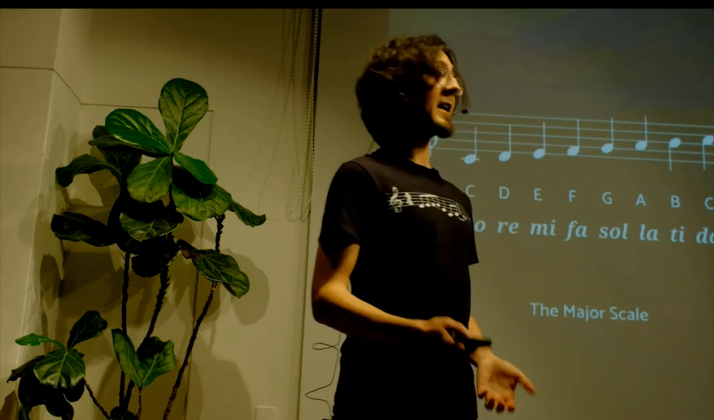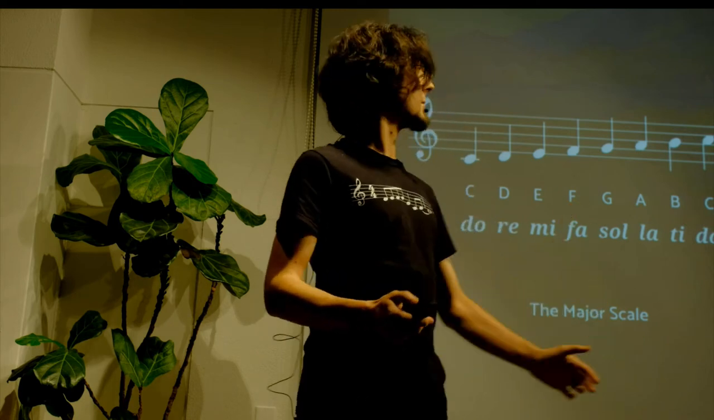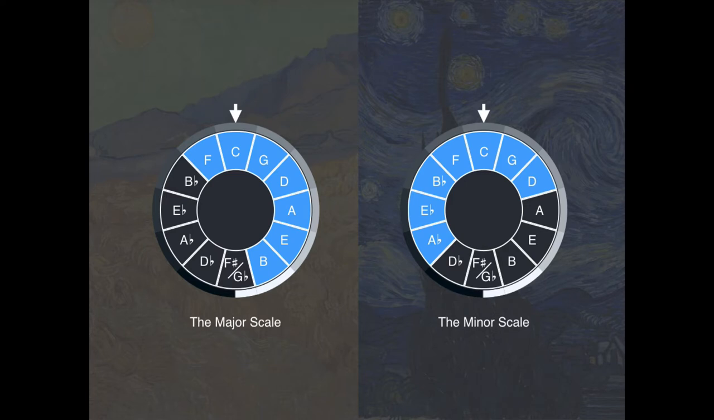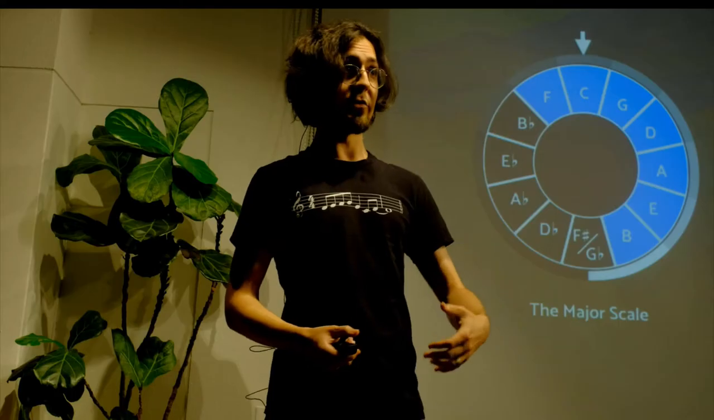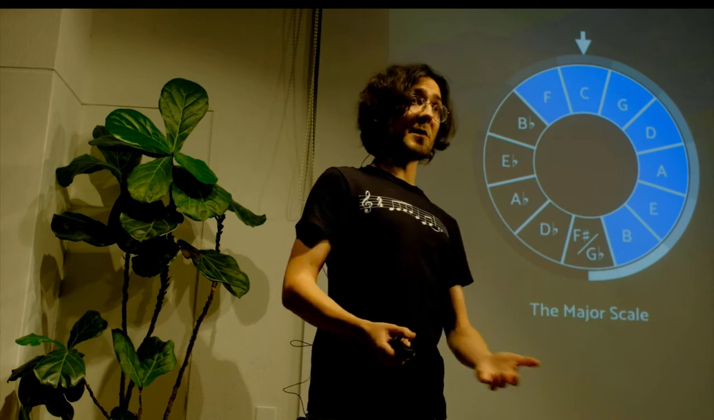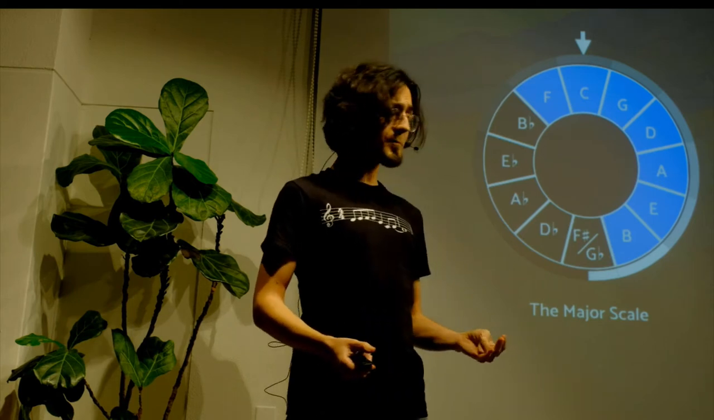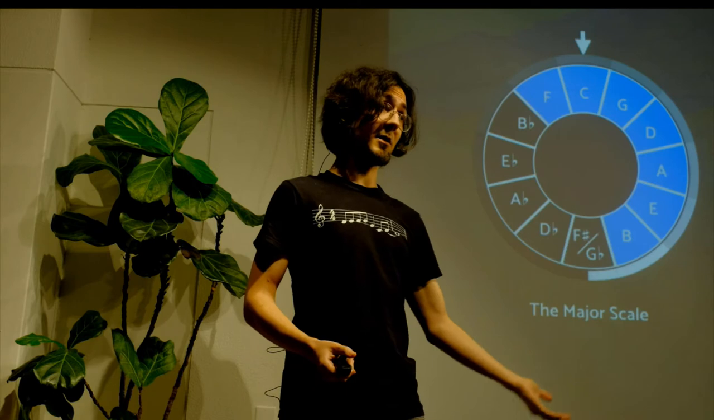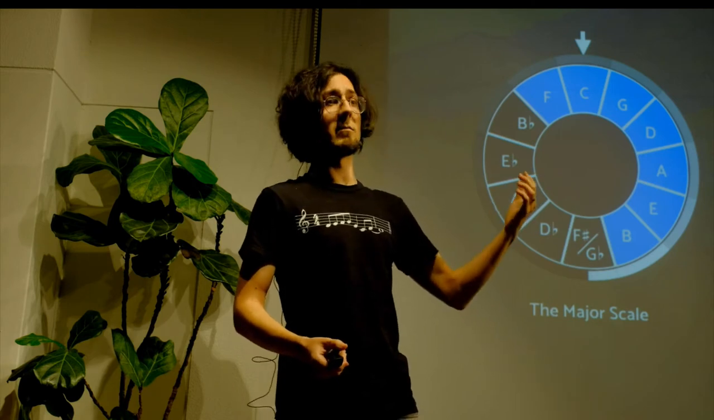To get something of an idea, we can go back to the circle of fifths. We can see how these scales overlay. Remember that the clockwise side should sound brighter, counterclockwise should sound darker, and that's pretty much what we see with these two scales. We see the major scale has mostly bright notes in it, the minor scale has mostly dark notes in it.